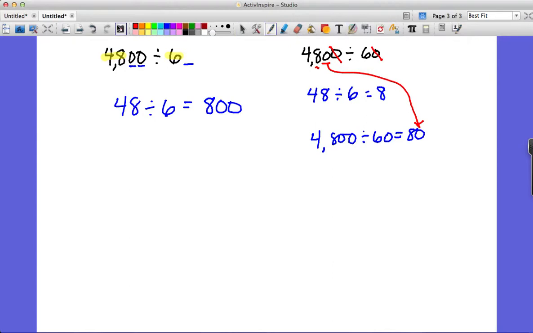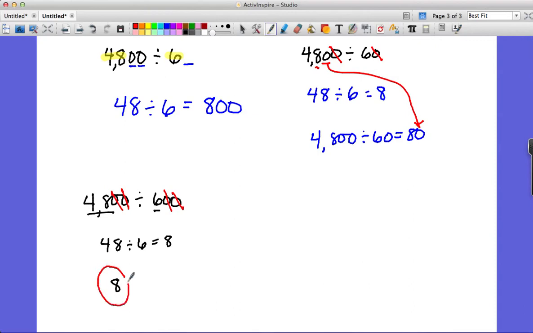And we can try one more. Let's take that 4,800 and let's divide it by 600. Again, I'm going to concentrate on the 48. And I'm going to divide it by 6, and I know that that gives me 8. So I know that my answer has to have an 8 in it. However, because I have 1 0, it cancels out a 0 here. 2 zeros, it cancels out 2 zeros here. So my answer will actually just be 8.